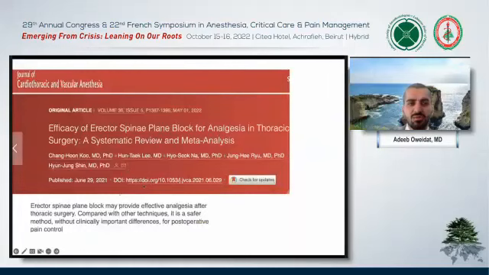I will touch on this article from the Journal of Cardiothoracic and Vascular Anesthesia, and it showed that erector spinae is an effective analgesia after thoracic surgery, and compared with other techniques, is very safe, and there's no clinically important difference for postoperative pain control.